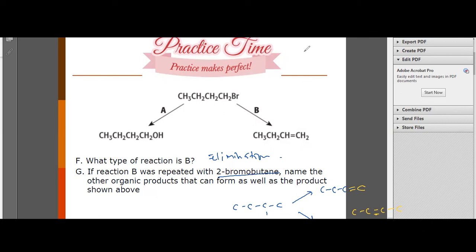Once again, it has 2 types of hydrogen environment that can be attacked by the base. If this hydrogen is attacked, 1-butene will be formed. If this hydrogen is attacked, 2-butene will be formed. You know that 2-butene consists of cis and trans isomerism.